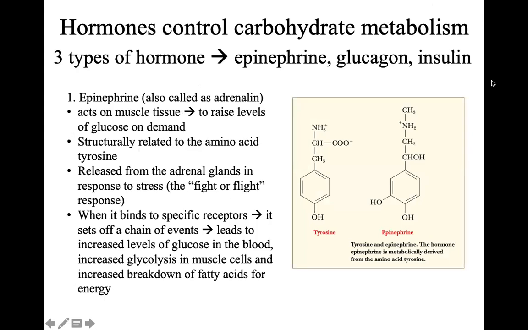Now we move on to carbohydrate metabolism. There are three types of hormones: epinephrine, glucagon, and insulin. So this is important in the case of carbohydrate metabolism. Maybe today you will have a class with Dr. Samsul, I presume, but this is just an introduction, okay, regarding carbohydrate metabolism.